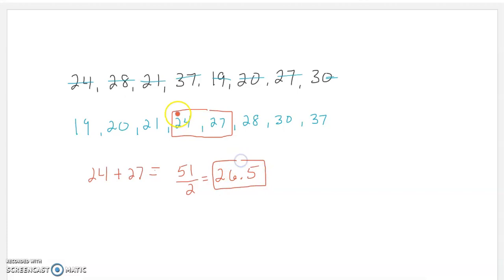Okay, now sometimes you can kind of just look and say, hey, look, there's a 24 and a 27 there. What number is right in the middle of that? Sometimes it's easier to see, but sometimes it's not. So the one easy way to do it is just take those two numbers that are in the middle, add them together, divide by 2, and you're all set.